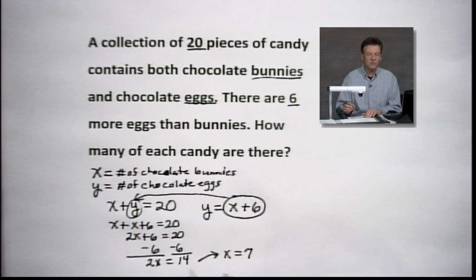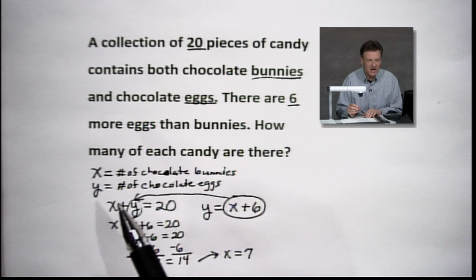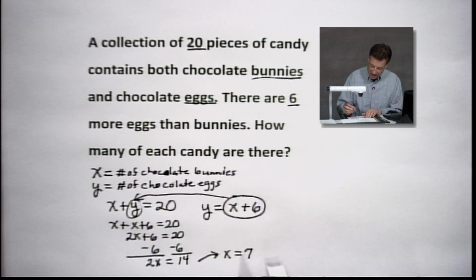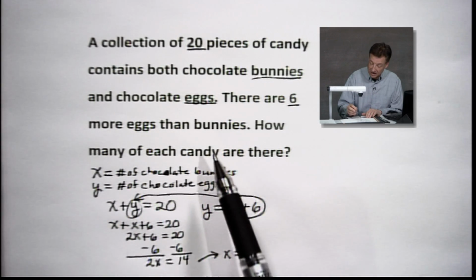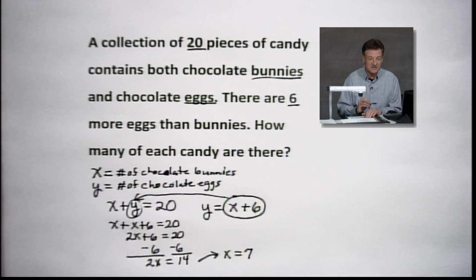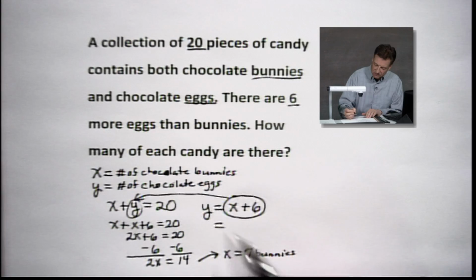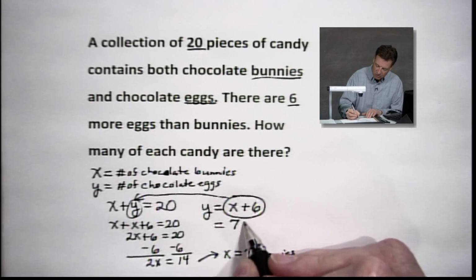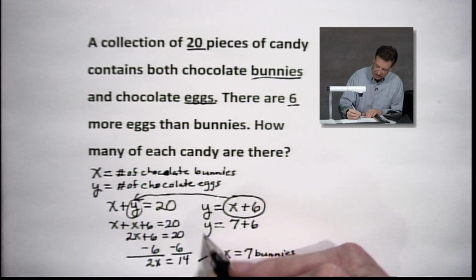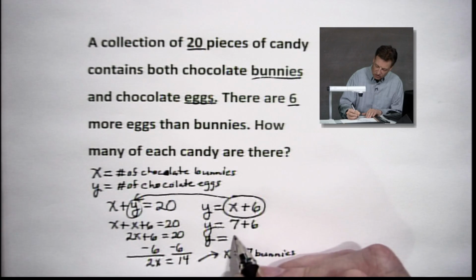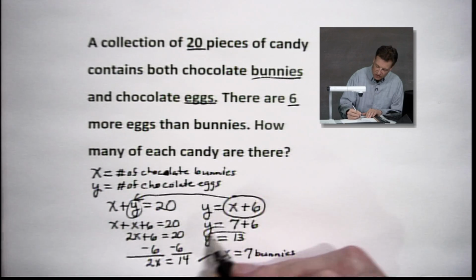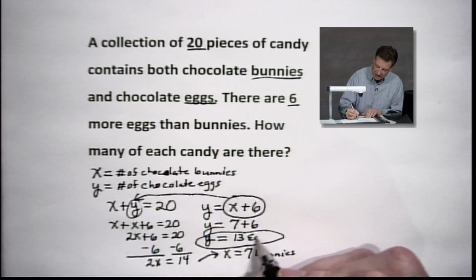Now, let's go back a minute. What is that dealing with? What type of chocolate is that? Our x stands for bunnies, so that's 7 bunnies. Let's put a little note there so we remember. Now we're going to figure out the eggs. Well, we said x is 7, and we're going to add 6 onto that. And I'm getting y equals 13. So it looks like 13 eggs.